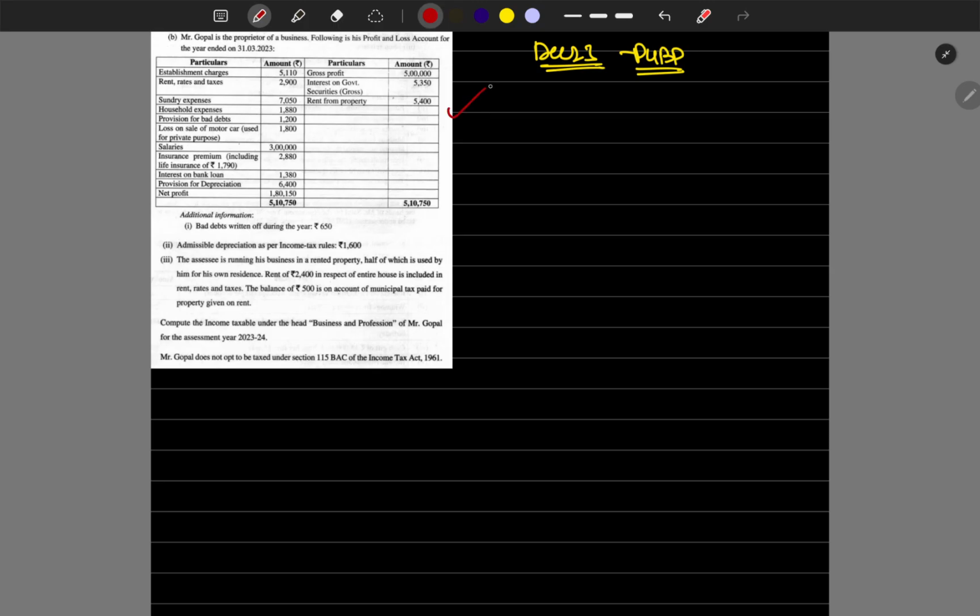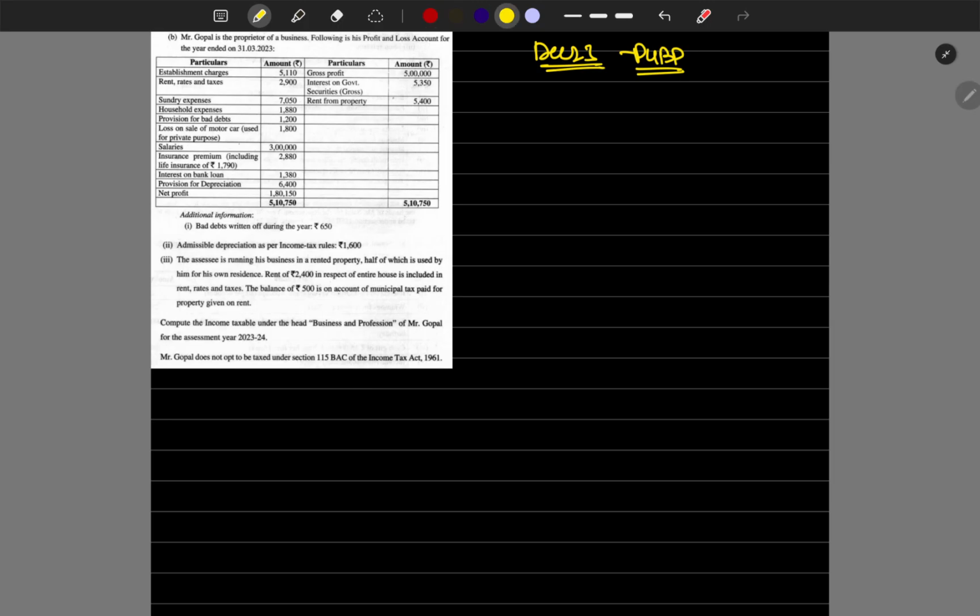This is a kind of problem where they will give a P&L, and we have to add back the expenses debited in the P&L but which, from an income tax perspective, are not allowed, and remove the expenses which are allowed by the Income Tax Act. And whatever other incomes are there, we also have to reduce. So let's quickly start the problem.